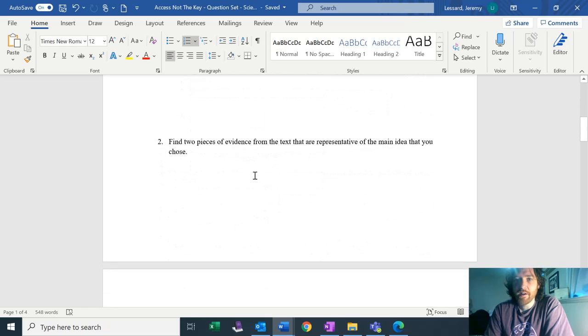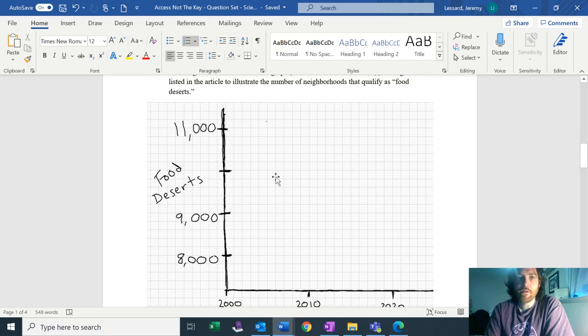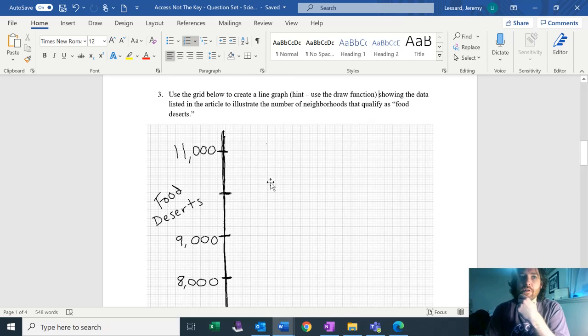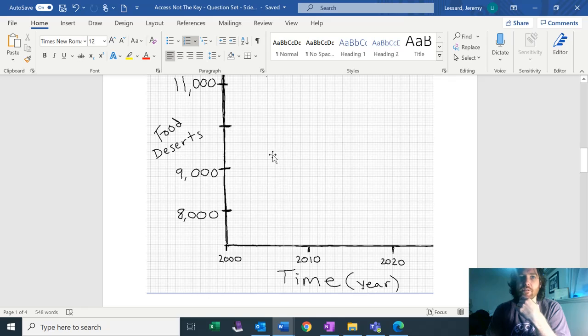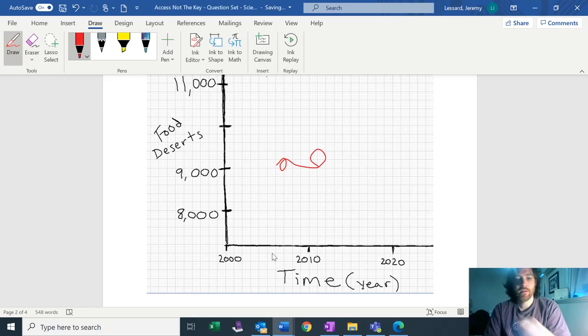As you move on, you're going to be finding a lot of evidence from the text. Whenever you find two pieces of evidence from the text, we're looking for quotes from the text, so make sure you do that. In this next part, there's a little graph, and it's actually pretty easy to add points to this graph. And the way that you do that is you use the draw function that's here in Microsoft Word. And you can use any one of these pens, click on it, and click the draw if it's not already clicked, and you can draw on your graph.